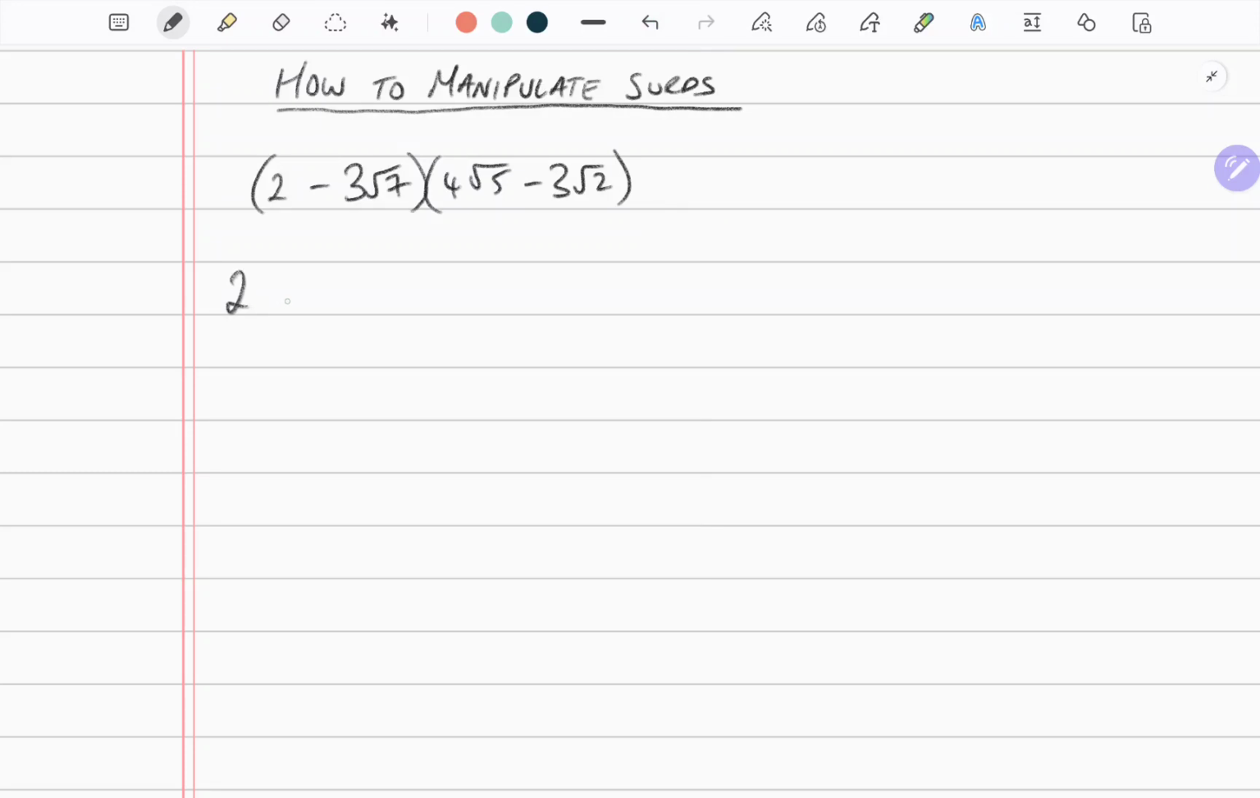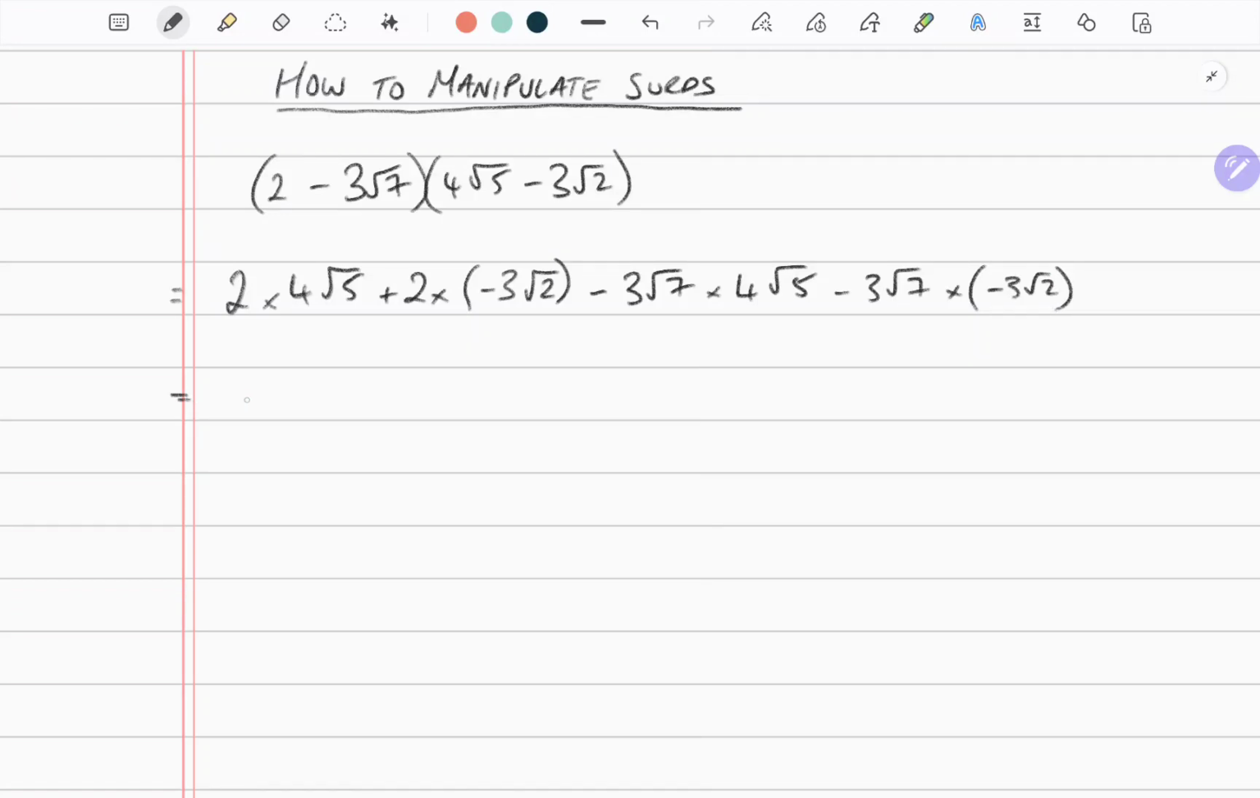So we will have 2 multiplied by 4 square root 5 plus 2 multiplied by, and then let's just open this bracket because I don't want to confuse the multiplication symbol with the minus symbol. And then we have minus 3 square root 7 multiplied by 4 square root 5, minus 3 square root 7 again multiplied by that minus 3 square root 2.